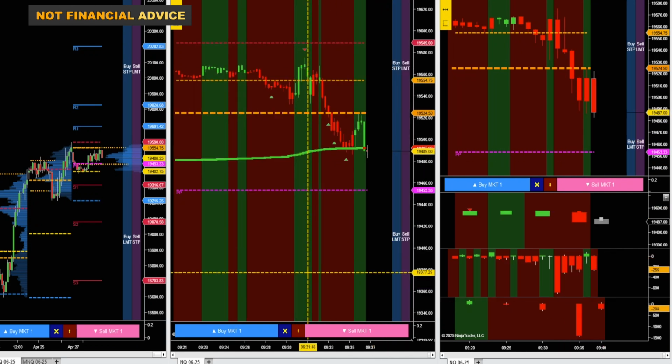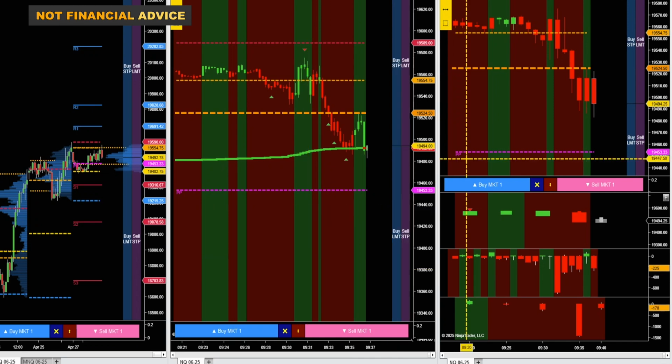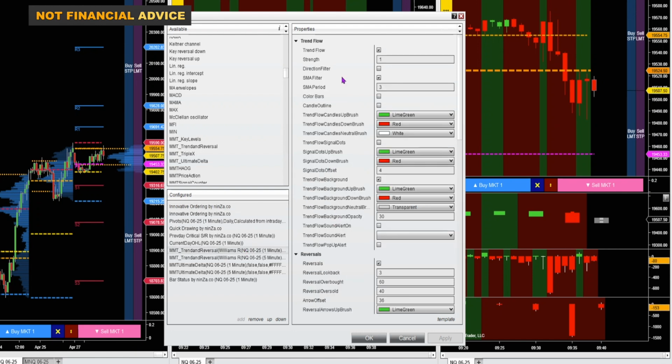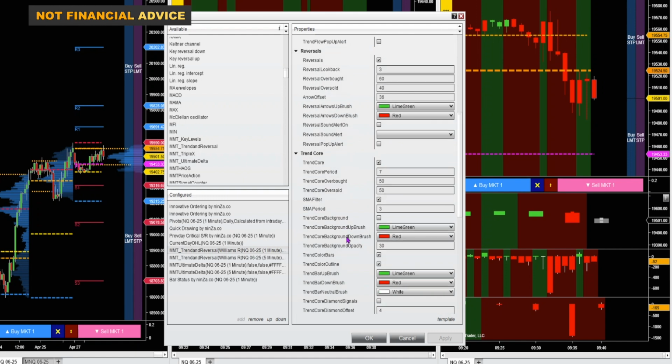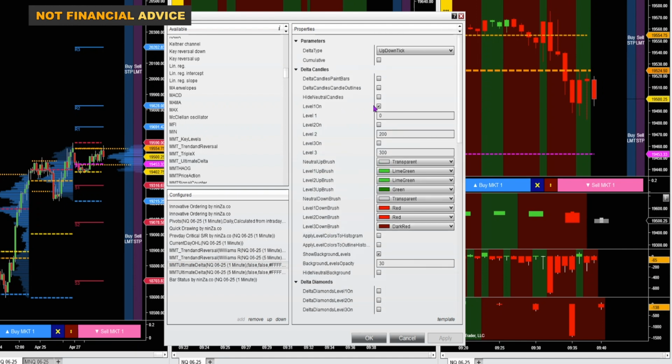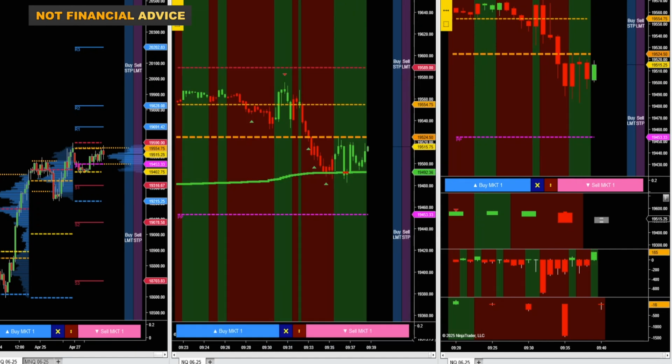So those are some of the ways that I would trade this 15-second strategy in conjunction with the higher time frames. I can show you this chart setup. Got the trend and reversal. Same settings as the other chart, except I've got the trend flow activated. Strength of 1, directional filter is off, SMA filter period of 3. I've got this painting the background, which means that I've got the trend core background turned off. For the ultimate delta, I've got level 1 on. I've got the level 1 brush lime green and the level 1 down brush red, showing the background levels. So those are the settings, and that's how I'm trading this setup.